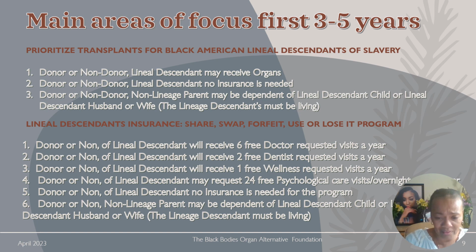The only difference here is you get 6 free doctor visits a year, but if you don't use it, you lose it. You call in and you request it, and you can get 6 doctor visits free for the year as a slave descendant. 2 free dentist requests a year. 1 free wellness request. 24 free psychological visits and overnight stays.